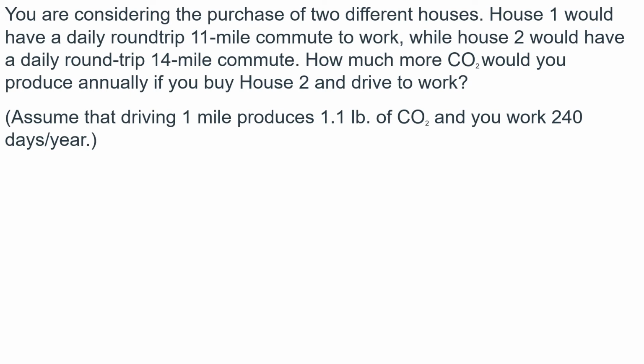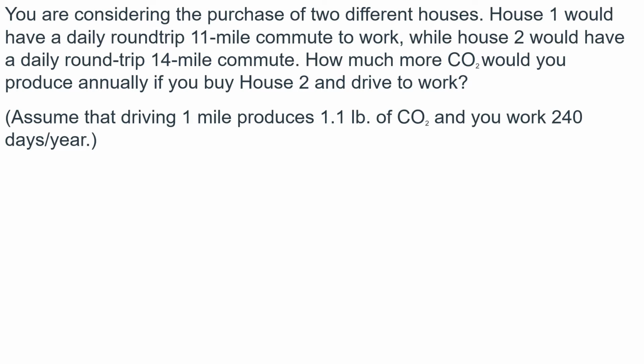This is a math problem that you guys will need to know how to do for quiz 4.1. You're considering the purchase of two different houses. House 1 would have a daily round trip, 11-mile commute to work, while House 2 would have a daily round trip of 14 miles to commute. How much more CO2 would you produce annually if you buy House 2 and drive to work?